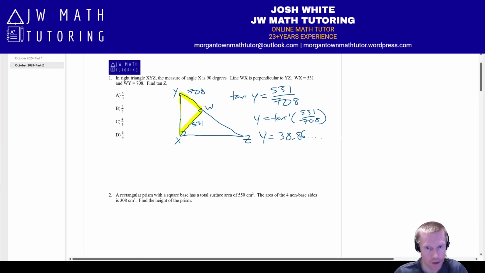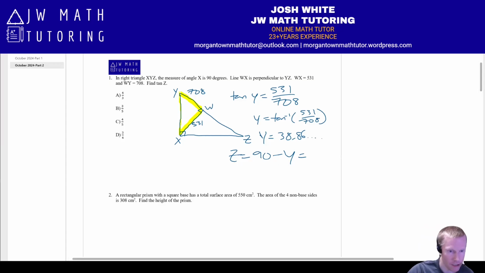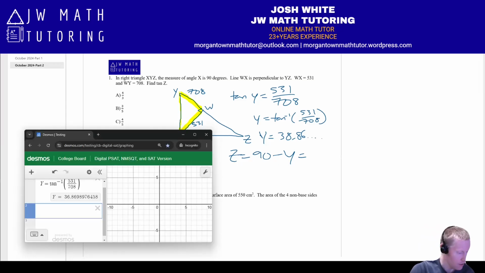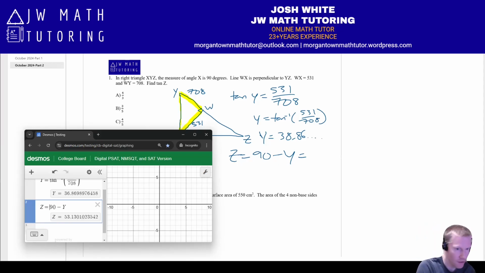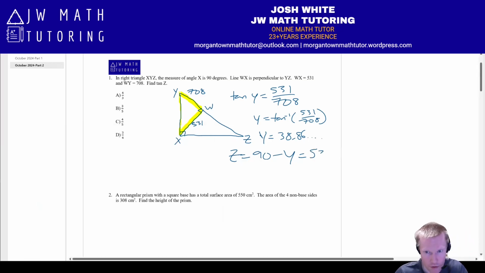Okay, so now we know that y and z together add up to 90 degrees because x is 90, so the other 2 acute angles in your right triangle add up to 90 together. So z is just going to be 90 minus y. All right, so we'll go back to Desmos and do that. There is z. I'm also going to define this as z. So z is 53.13, again approximately.